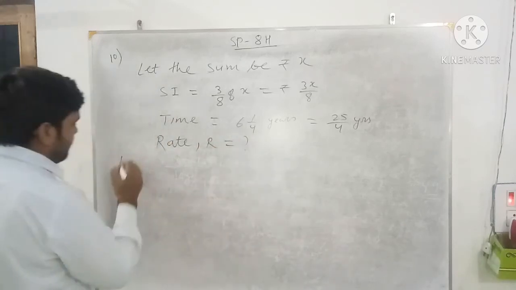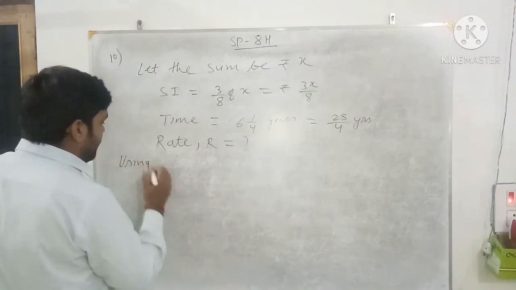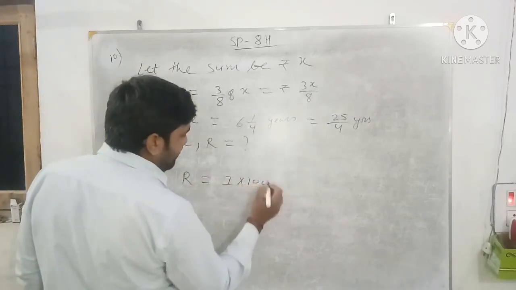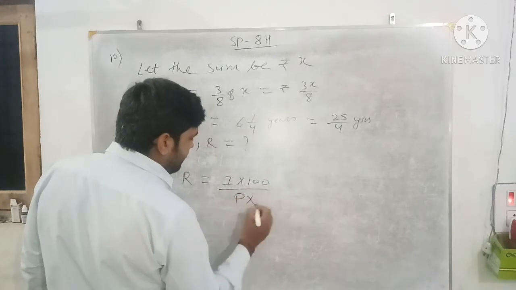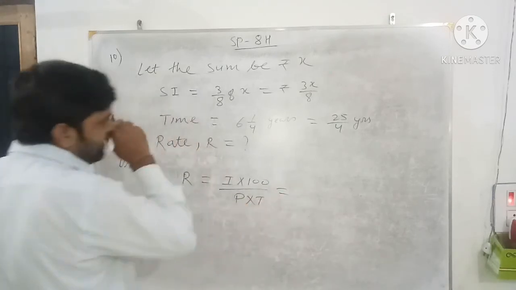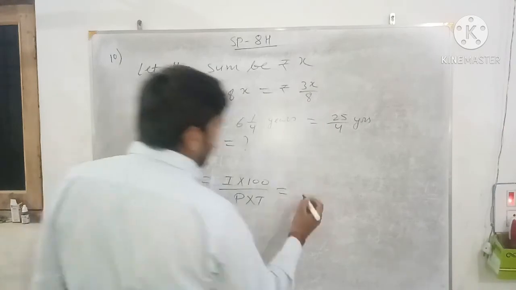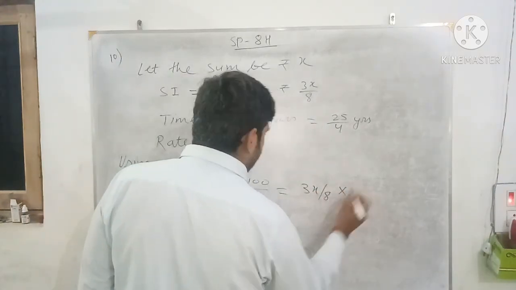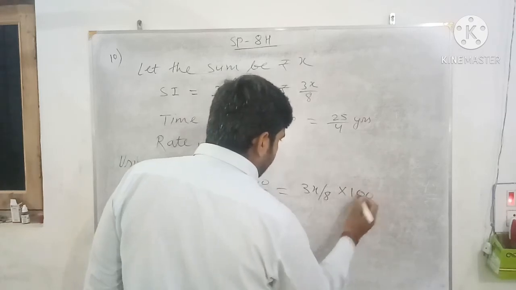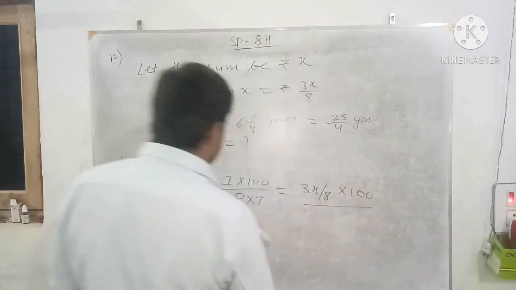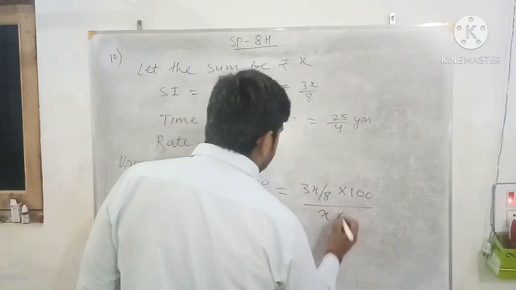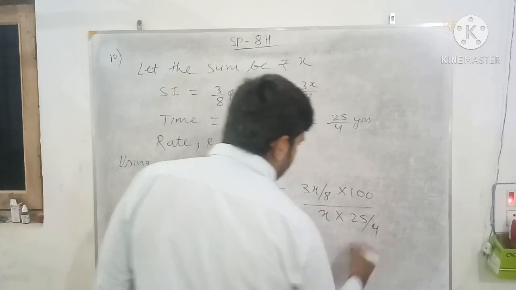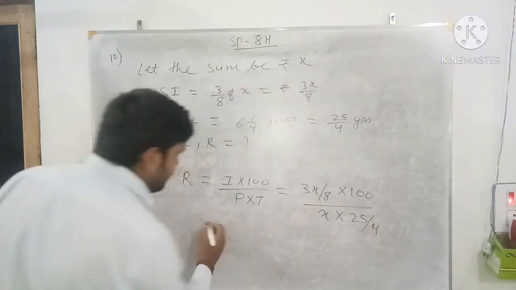Now using the rate formula, R is equal to I into 100 divided by P into T. Put the value: interest is 3x by 8, into 100, divided by principal x, time 25 by 4. So see what will be there when you convert this.